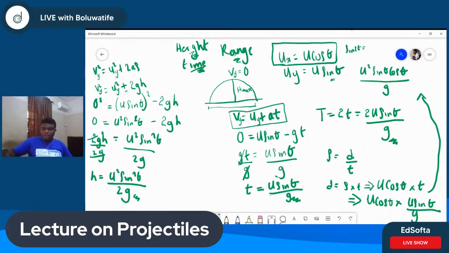Oh sorry, why isn't it our total time? Let's use our total time, not half time. I knew there was something missing. Because we're calculating the horizontal distance, we use the total time it takes for it to move from here and land here. So my bad, this should have been capital T. Let me rewrite it. So this will be 2u sine theta over g.